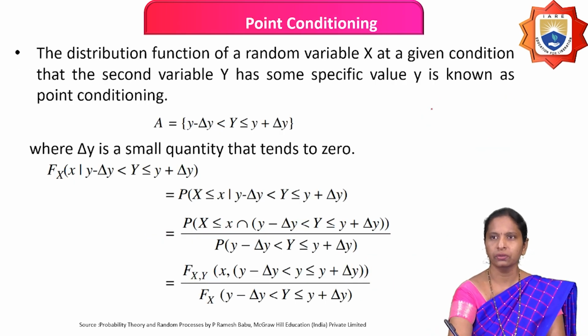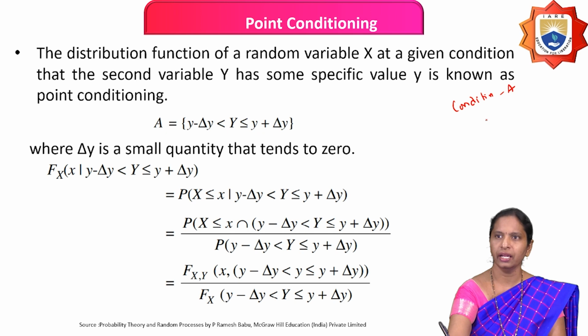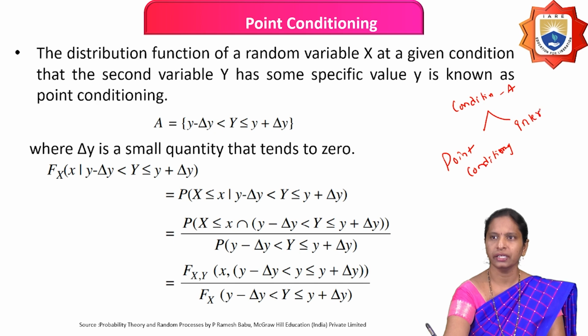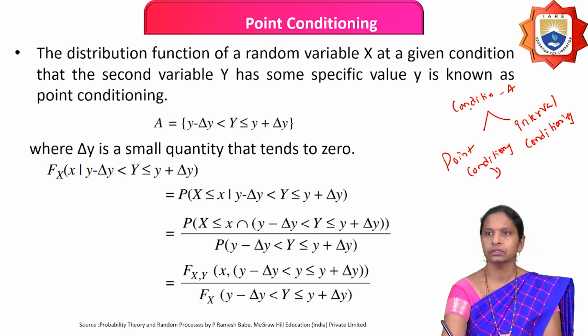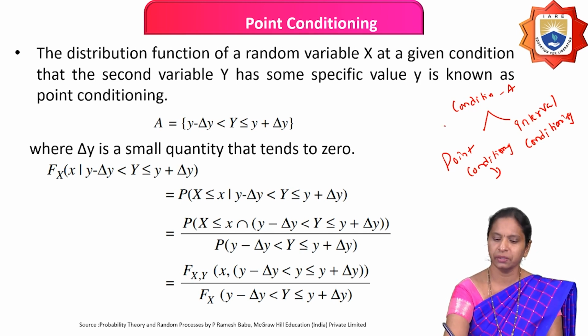Now, the conditioning event A is defined in two ways. One is point conditioning and the second one is interval conditioning. So, you can define the conditioning event A in two ways. One is point conditioning. The other one is interval conditioning. Now, what is point conditioning? The point conditioning is nothing but, so the conditioning event is defined on which random variable? I am defining the conditioning event on the random variable Y.